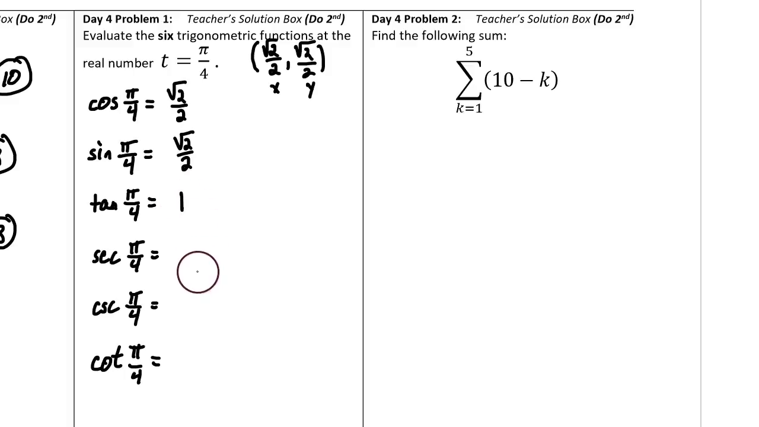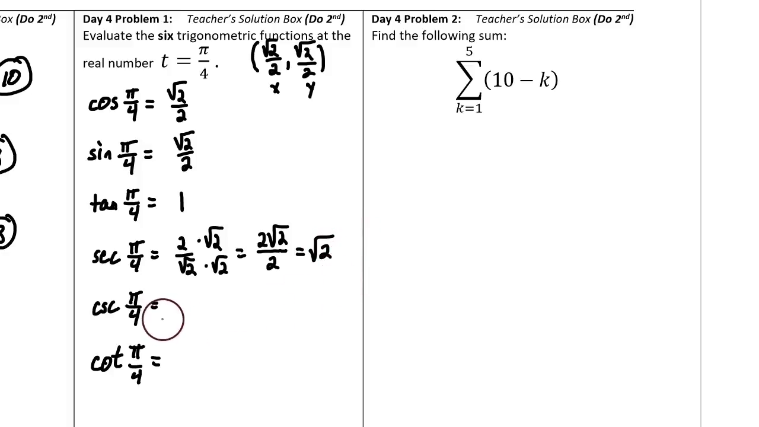Okay, now come our reciprocal functions. 2 over the square root of 2 is what you get when you flip cosine upside down. Now let's rationalize that. Multiply top and bottom by the radical. This makes 2 square root of 2 in the top, and in the bottom, 2. Now cross cancel the 2's, and we get the square root of 2 left over.